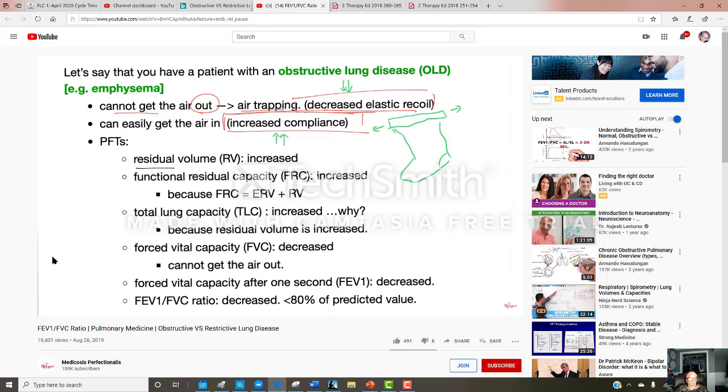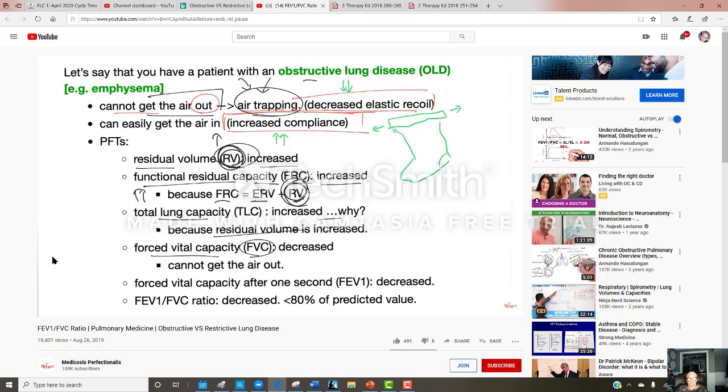Residual volume in obstructive lung disease is increased. You are trapping the air in, you have a barrel chest. Functional residual capacity, or FRC, is increased because FRC equals expiratory reserve volume plus the residual volume. If the residual volume is high, the FRC is going to be high. It's called common sense. Total lung capacity is high. Why? Because the residual volume is increased. You are trapping the air in because you cannot get the air out. That's the definition of an obstructive lung disease.